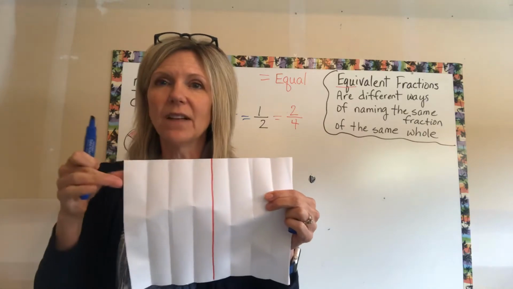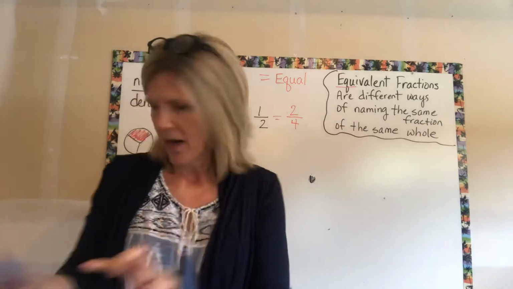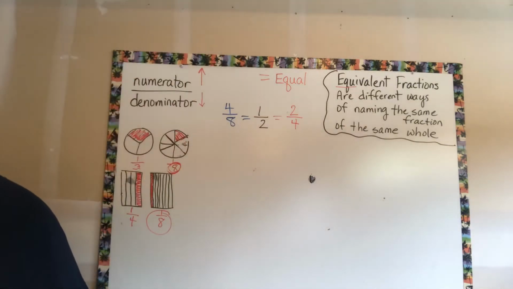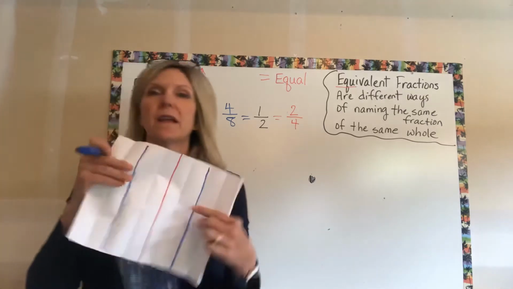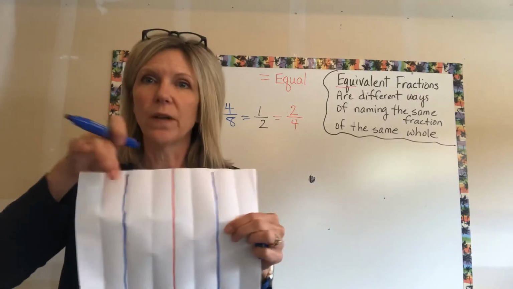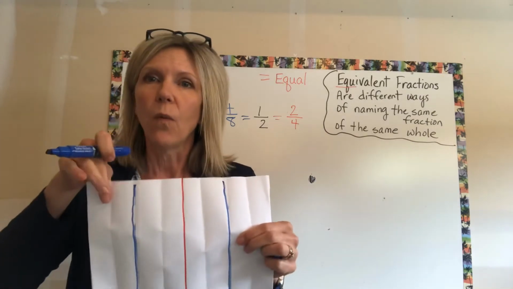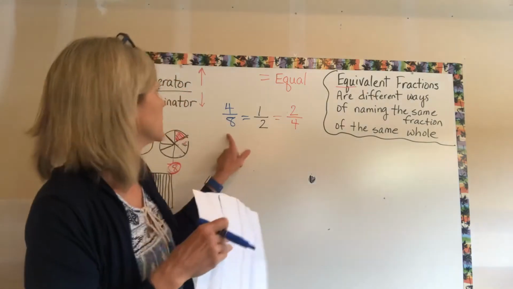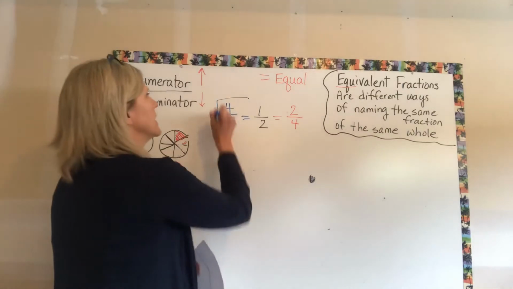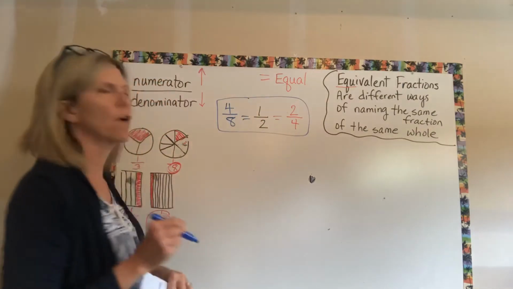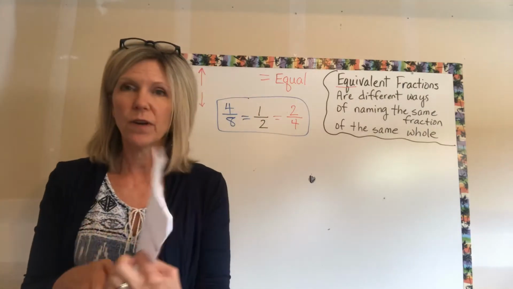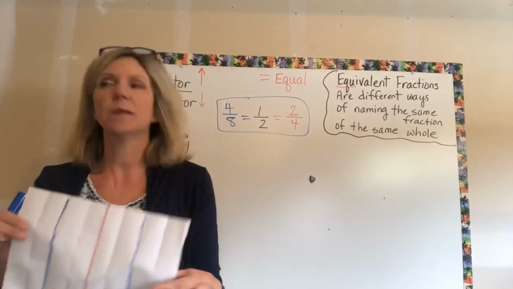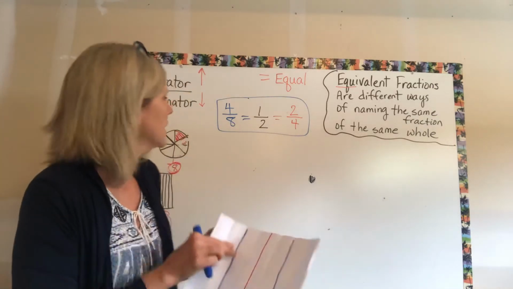1/2. It's also the same as, I'm gonna do lines here for my fourths. It's also the same as 1, 2, 3, 4, 1, 2. 2 of those, 2/4. So those are all equivalent fractions right there. They're all equal. It works with other symbols too, other shapes.